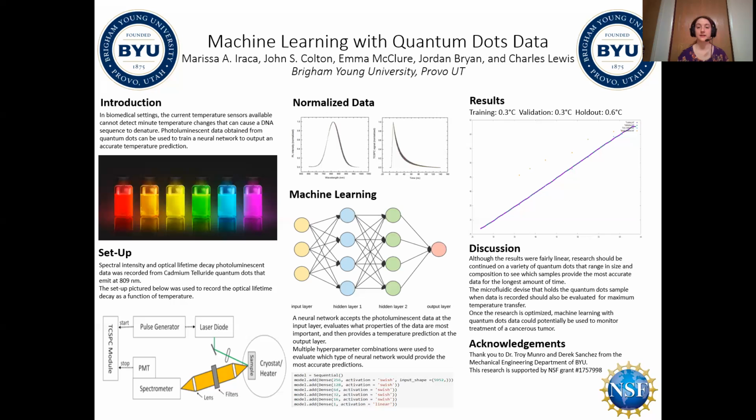Then we take this data and apply it to machine learning. This is the part that I got to help out with this past summer due to COVID and being online. We all know the story of that. I got to write the code of a neural network that will accept the photoluminescence data and output a temperature prediction. But before I got to write the code, I had to learn a little bit about it.